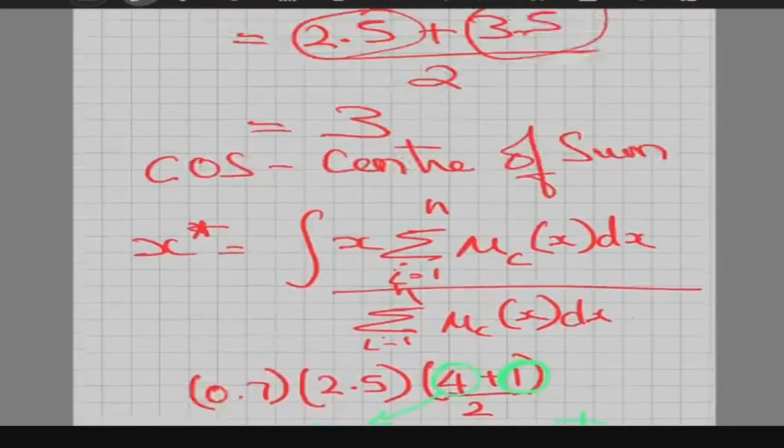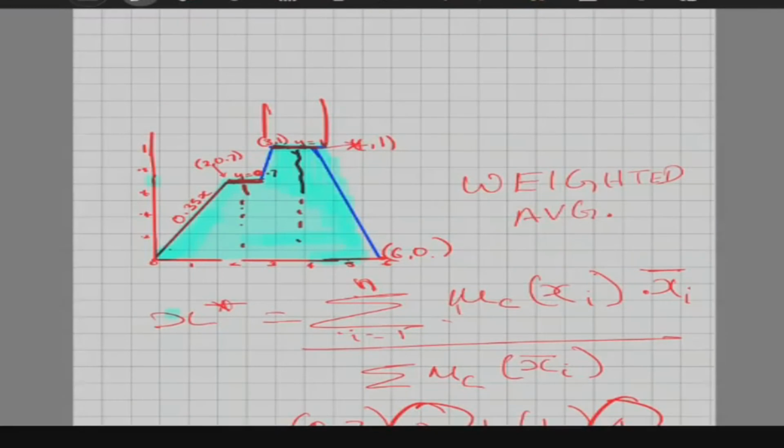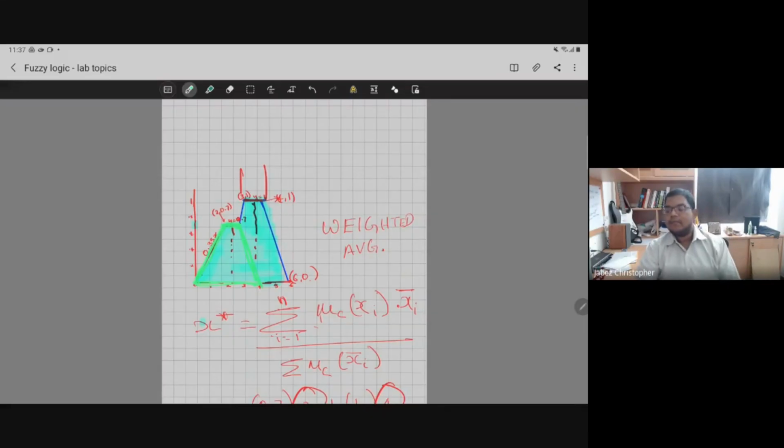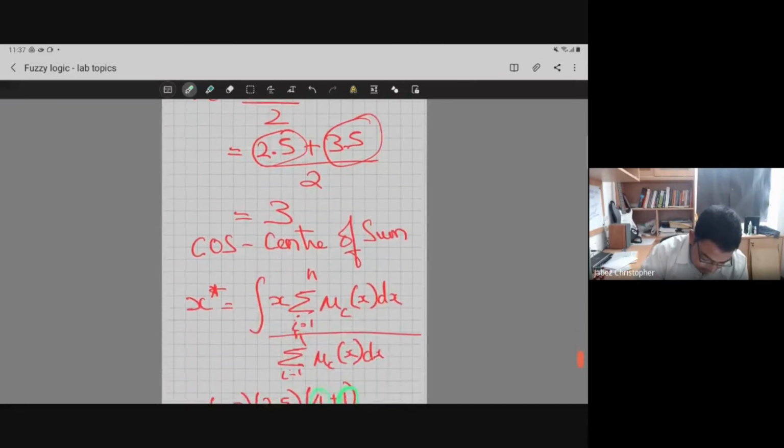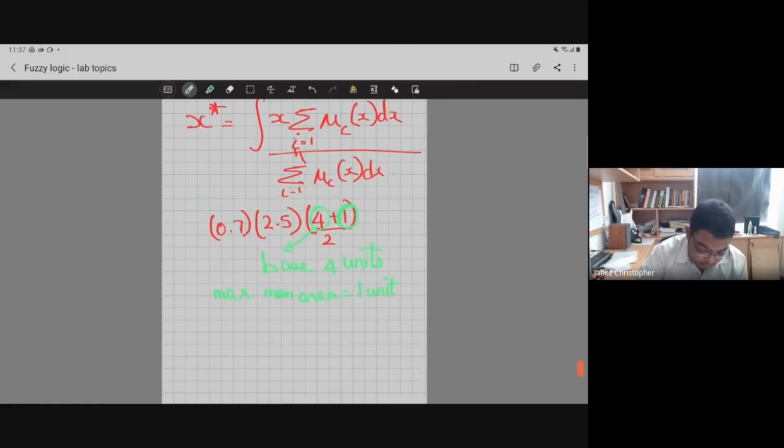So this is actually, see here, with respect to the first class. The base was initially 4 units, if you remember, right? So the base was 4 units and the distance of the maximum membership unit is 1. Got it? Center of the entire thing. That's why it's called the center of sums. Got it? Hope you understood how I got this 4 and 1.